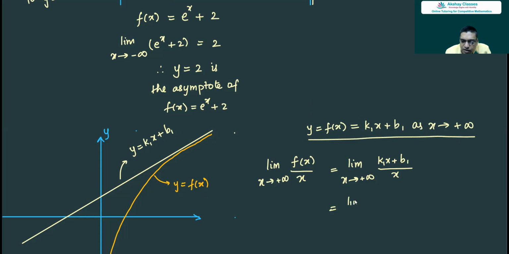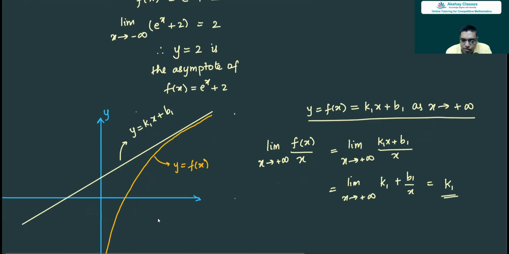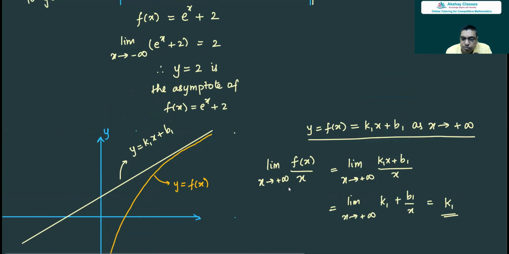Okay. So I've replaced f of x by this. So I get limit x tends to plus infinity, k1 plus b1 upon x. Now as x approaches infinity, this term goes to 0. So I get k1. So limit x tends to infinity, f of x upon x is k1. That means I've found the slope of this line. Slope of this line is limit x tends to infinity, f of x by x.